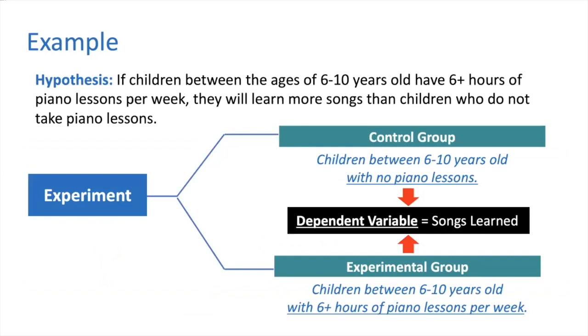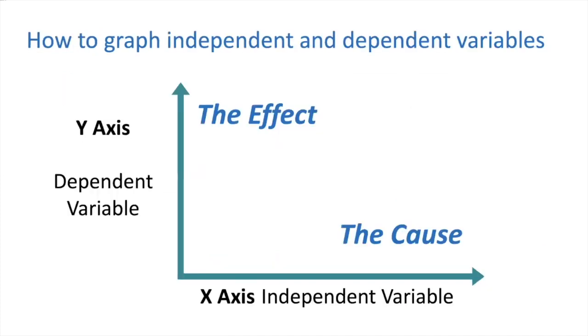Let's put this in our flowchart. We have an experiment. We have the control group, which is children between 6 and 10 years old with no piano lessons. And we have the experimental group. We have children between 6 and 10 years old with 6+ hours of piano lessons per week. Underline the piano lessons and no piano lessons are the independent variable in these two groups. The dependent variable is in the middle, songs learned. That's what we're going to track between the two groups and compare.